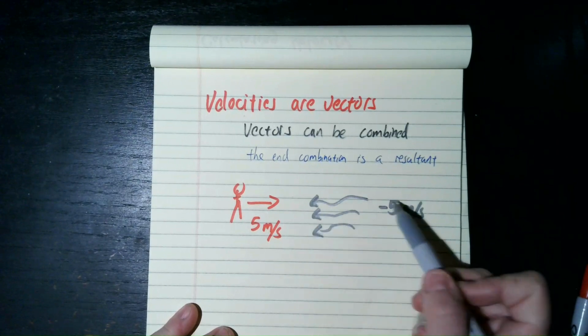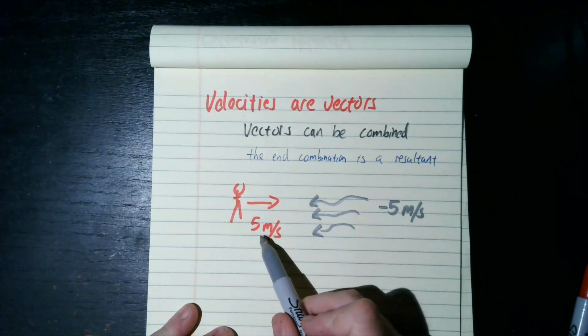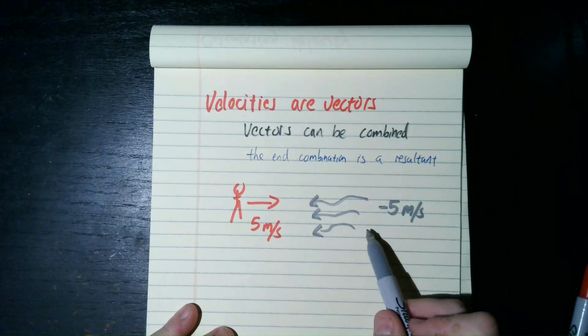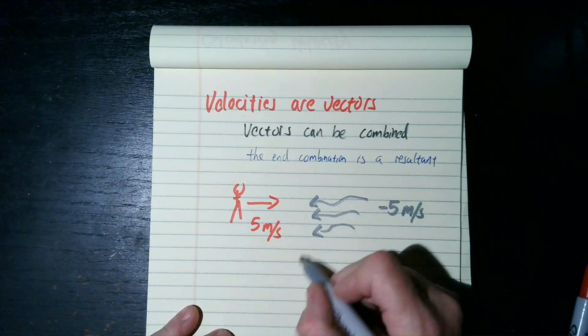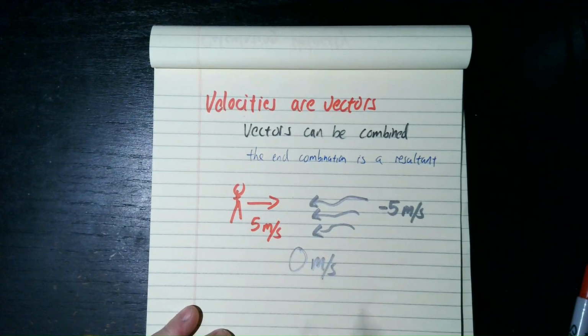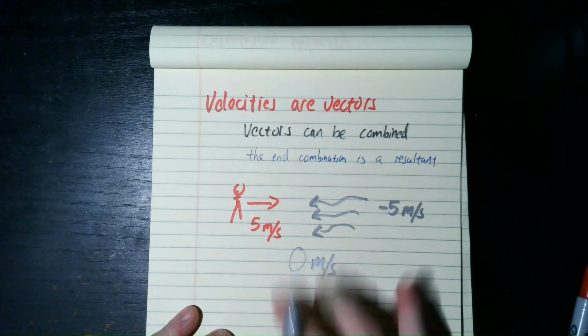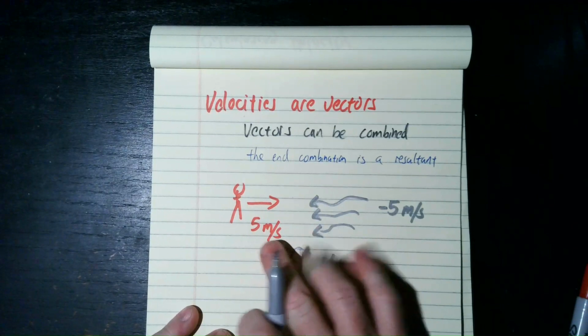Negative velocity because it's working in the negative direction. My positive velocity is going forward in a positive direction. The end result here is a velocity of 0 meters per second because they cancel each other out.